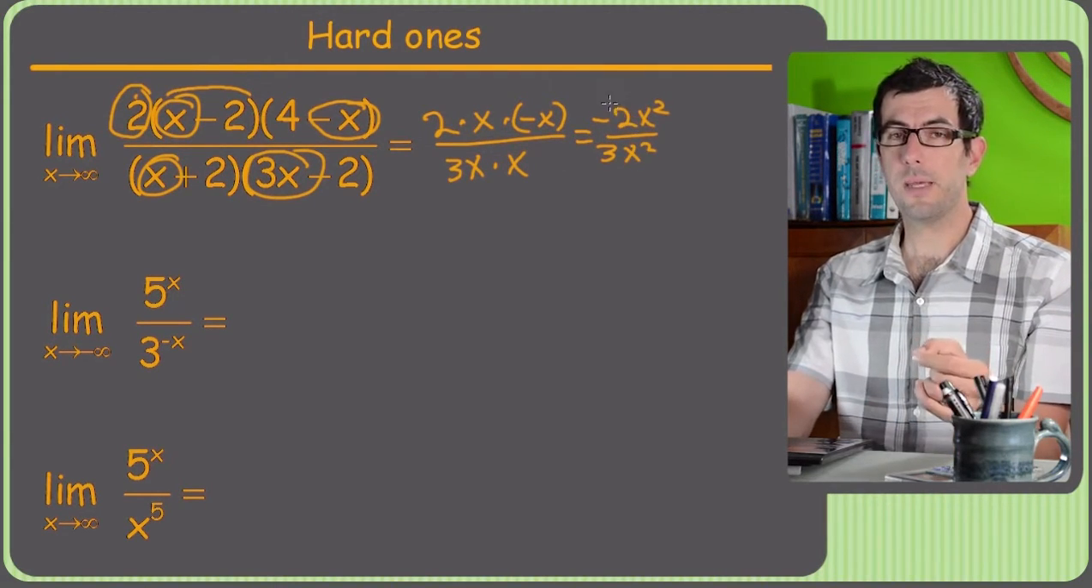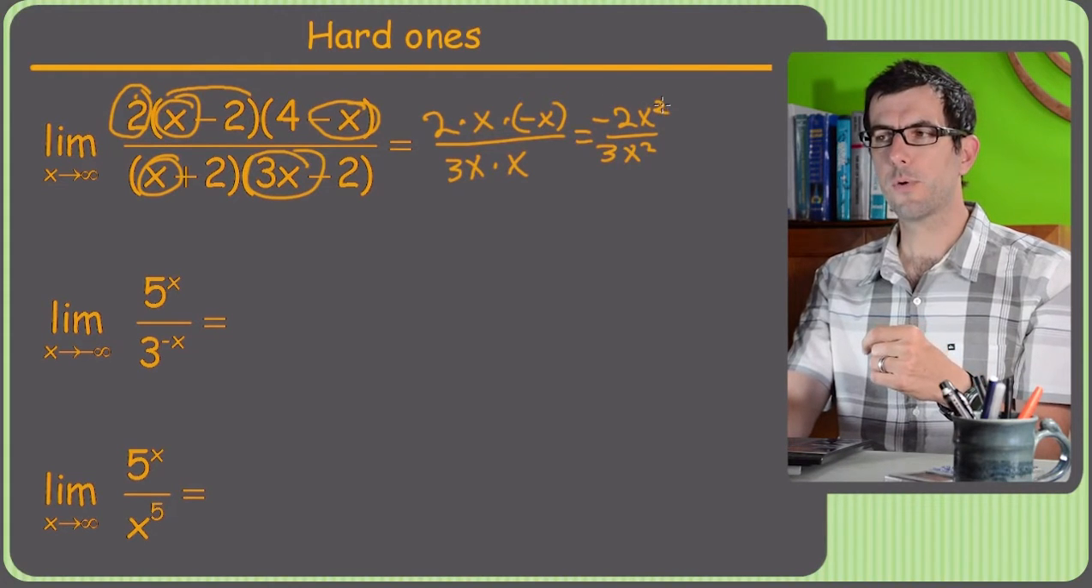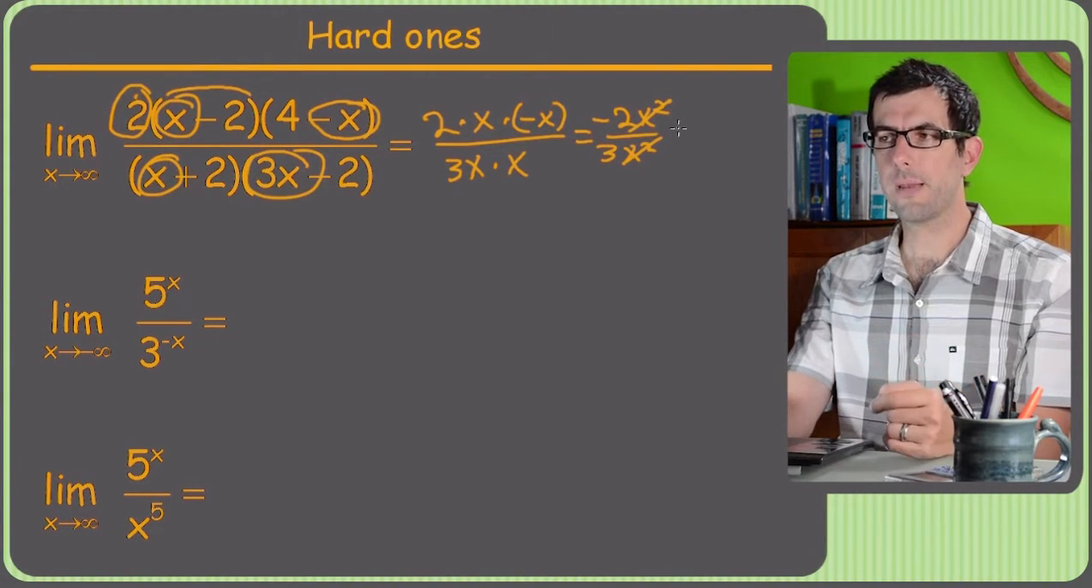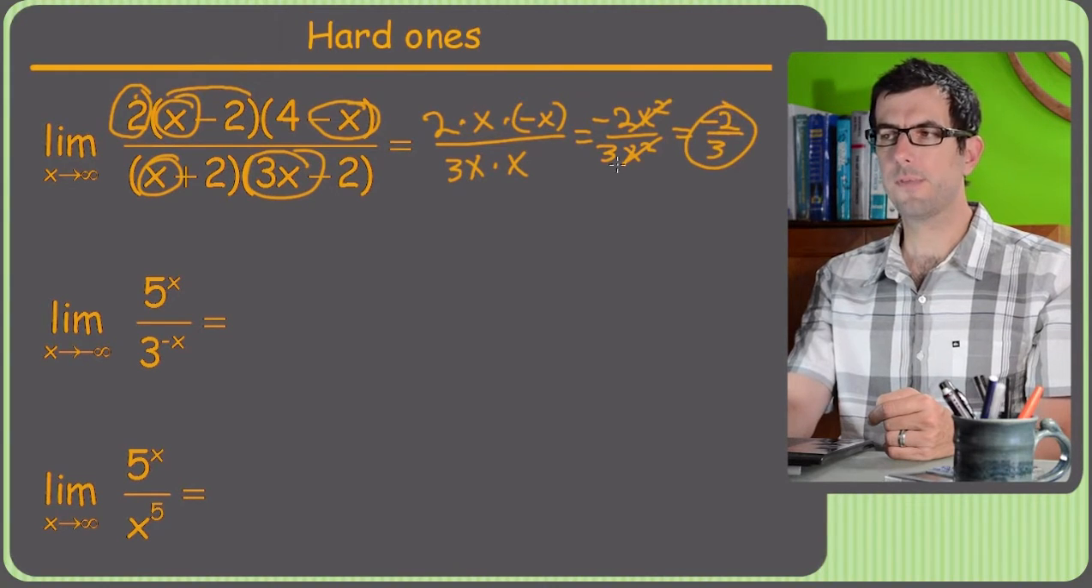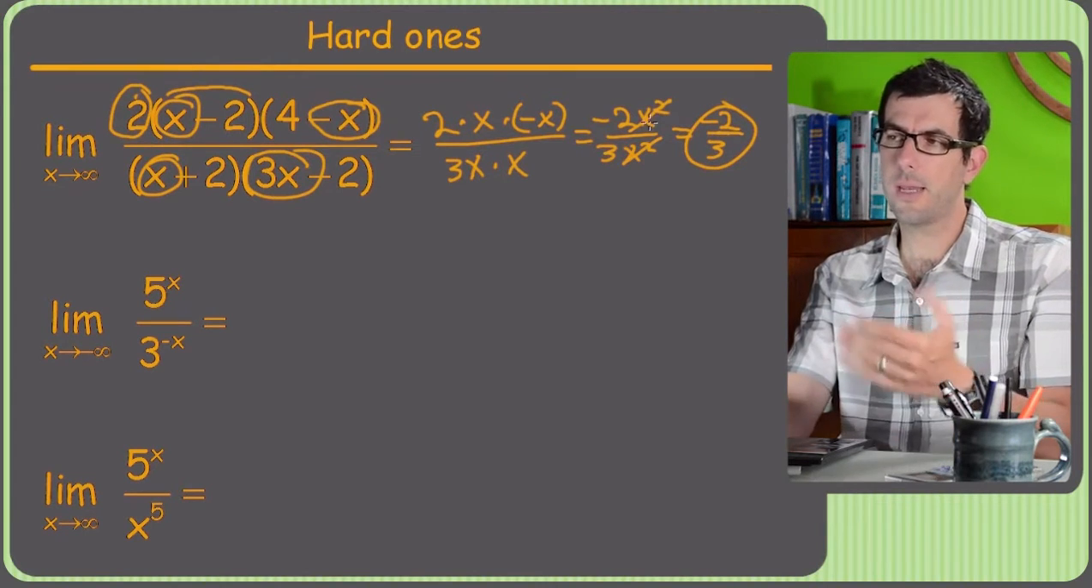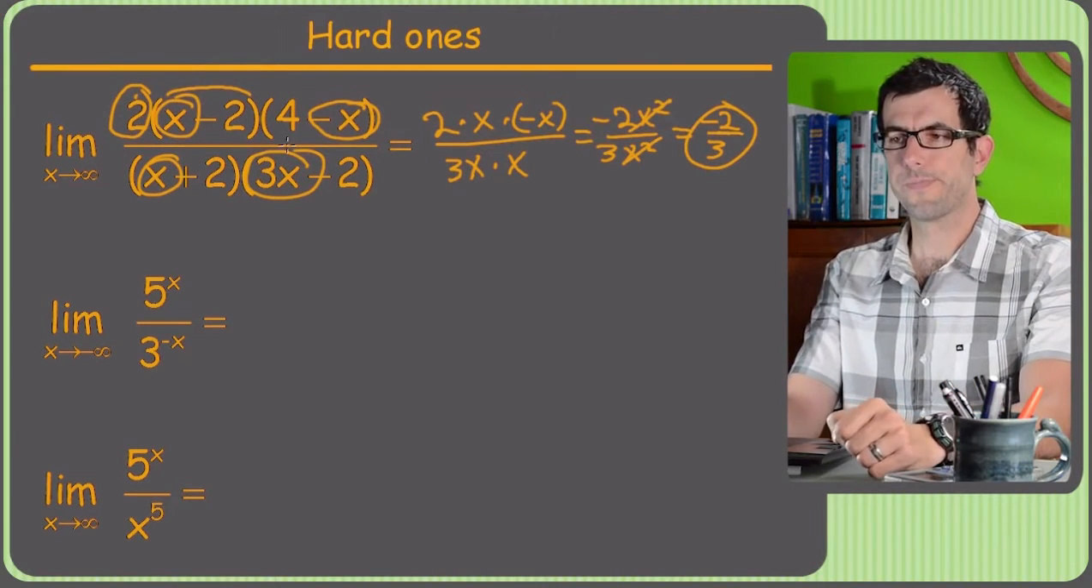And remember, take the limit of this as x approaches infinity. But of course, first I want to cancel these x squareds because they're a pain. So it looks like the limit is negative 2/3, because with those x's gone, I don't even have to plug in infinity. I just get the coefficients.